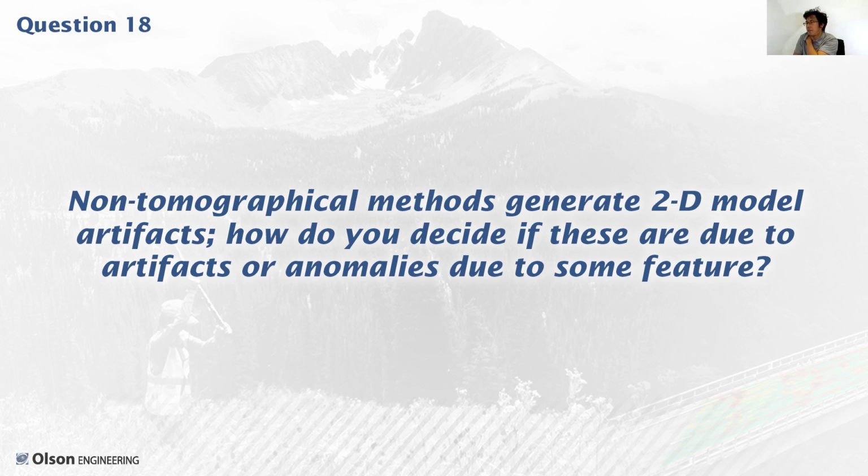Okay, next question is, non-tomographical methods generate 2D model artifacts. How will you decide whether these are due to artifacts or anomaly due to some feature? There's a lot of ways. When I say artifact, it's something that's obviously weird. And we rarely approach a situation where we don't have a priori information. So whenever I'm evaluating any model, whether it be the non-tomographic methods or the tomographic methods, I'm always trying to see, does this velocity model actually make sense?